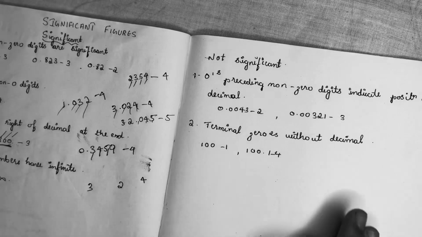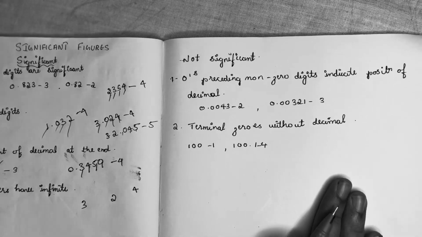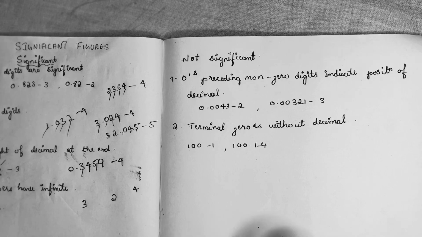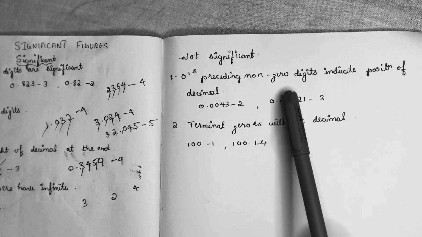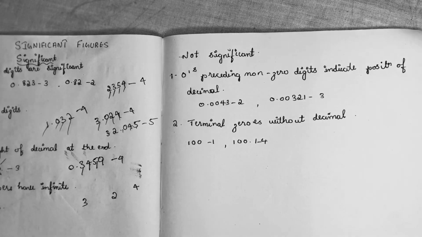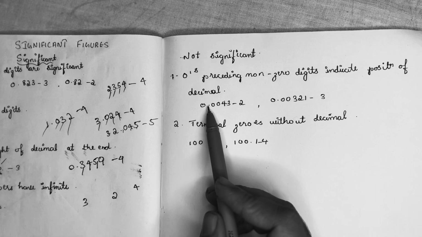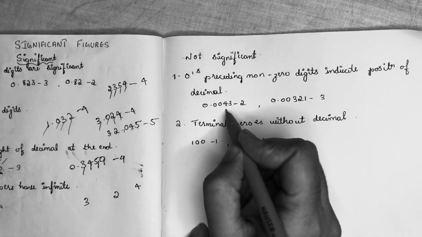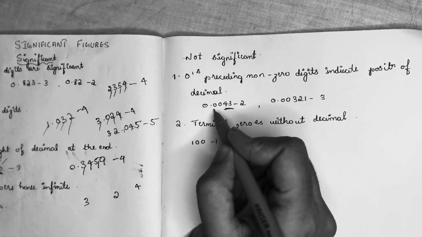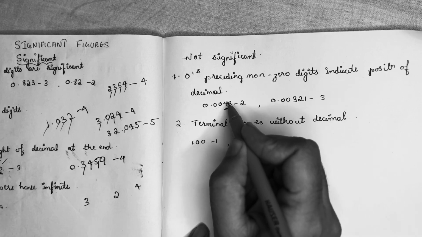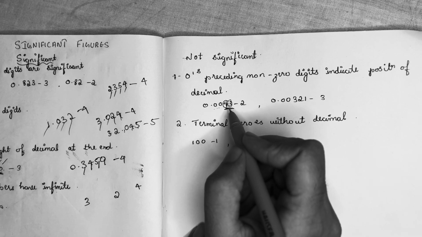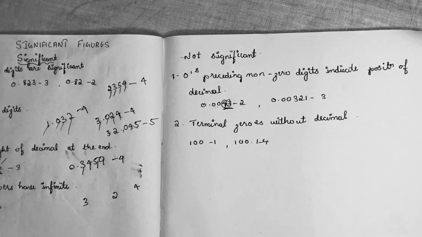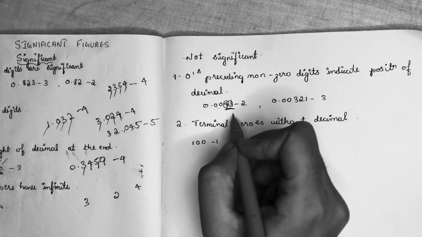And next, these are the rules for when numbers are not significant. You can write them separately, which will be easy for you. The first point is that zeros preceding non-zero digits indicate the position of the decimal. Zeros preceding non-zero digits, in the sense, see here 0.0043, right? Here you have 4 and 3 as the non-zero numbers. The zeros present before these non-zero digits are not significant. So here only two significant figures are there.